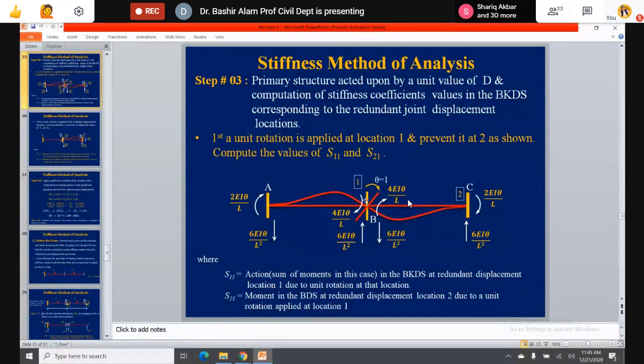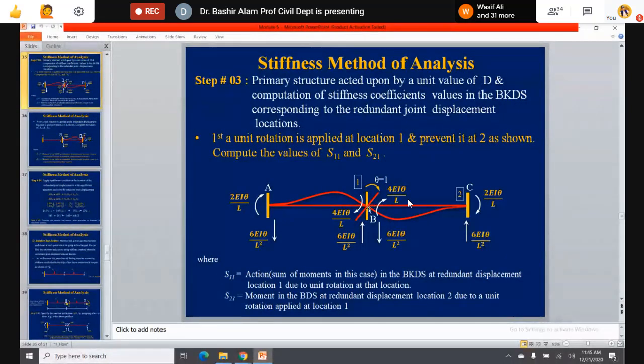So look, this is coordinate 1 due to 1 and coordinate 2 due to 1. Now, these relations, we will be discussing how this 4EI theta at the near end comes when we give rotation. In the moment distribution method, you should be recalling the carryover factor and all these things.